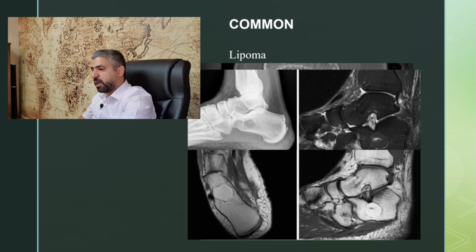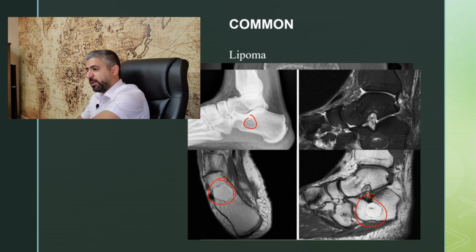pathological consequences. And if we do an MRI, like in this case, with a well-defined lucent lesion in the calcaneus on an X-ray, we can see that this lesion has a hyperintense signal intensity on T1 weighted images, and on fat saturated images it loses all signal intensity, like in this condition, confirming that it's hyperintense with loss of signal on fat saturated images. These are all in favor of a lipoma.